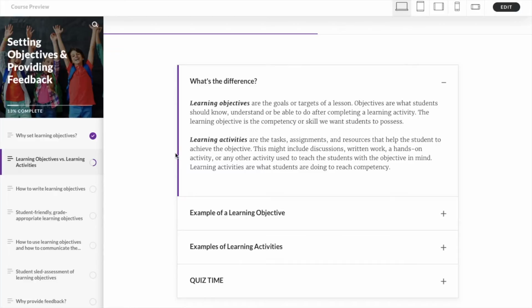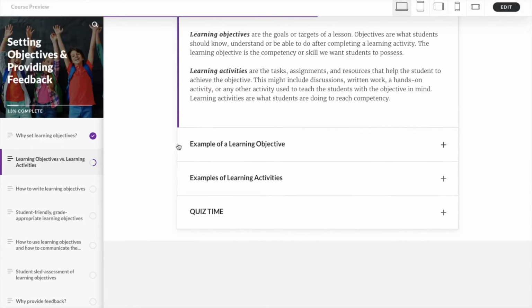Learning activities, on the other hand, are the tasks, assignments, and resources that help the student to achieve the objective. This might include discussions, written work, a hands-on activity, or any other activity used to teach the students with the objective in mind. Learning activities are what students are doing to reach the competency.